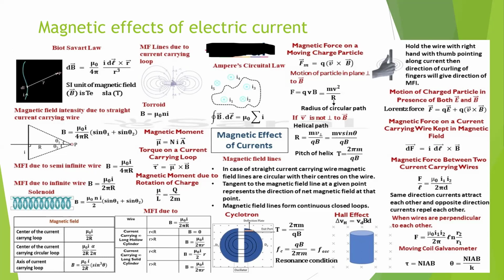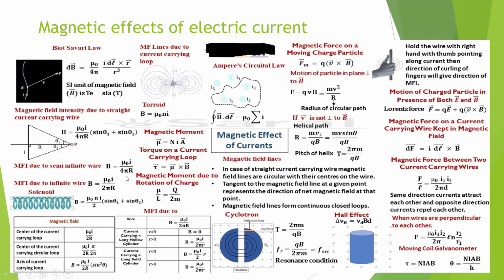Magnetic field intensity due to a straight current carrying wire: B equal to mu 0 I by 4 pi r, into sine theta 1 plus sine theta 2. Then magnetic field intensity due to a semi-infinite wire, B equal to mu naught I by 4 pi r. Then for an infinite wire, B equal to mu naught I by 2 pi r.